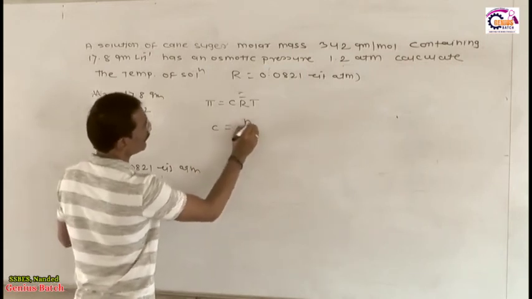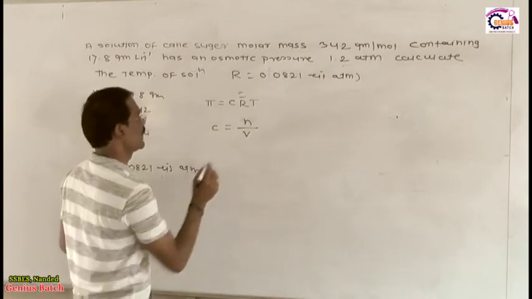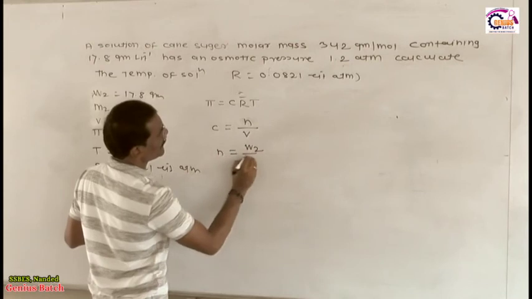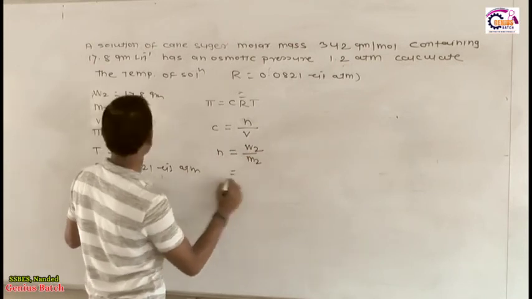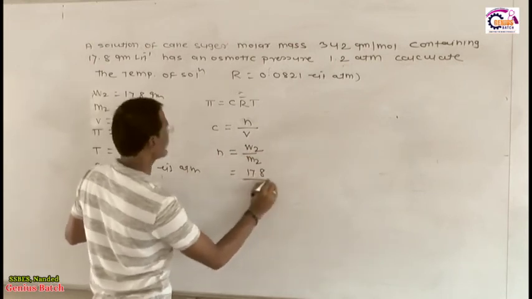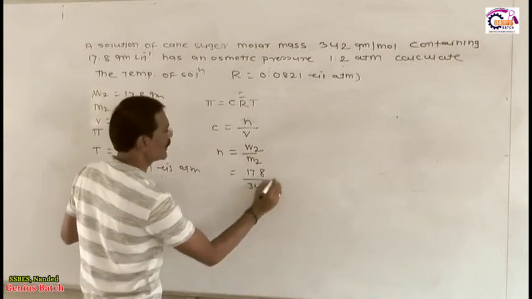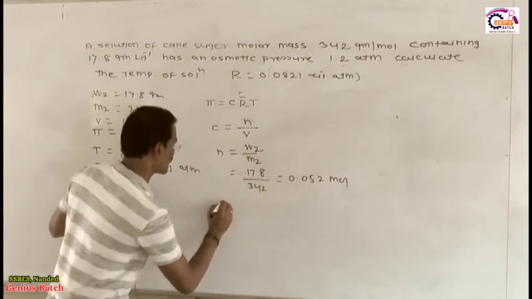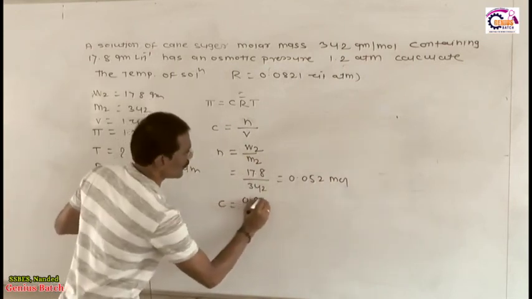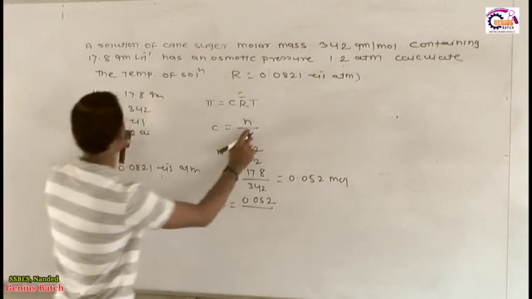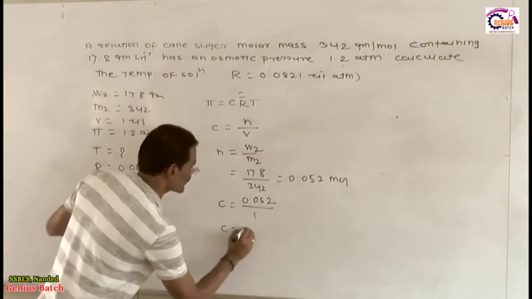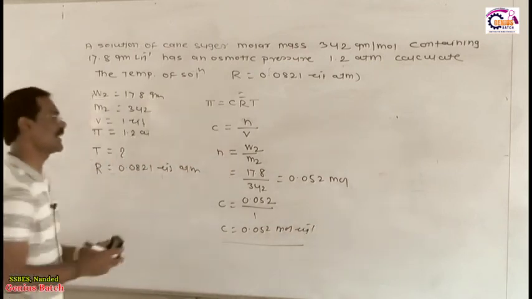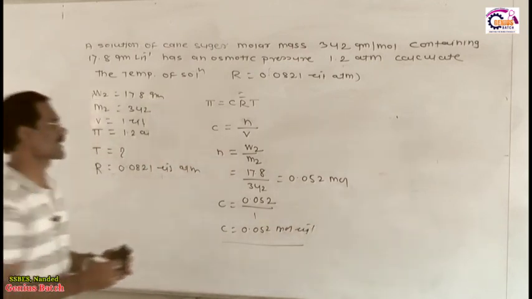Concentration is number of moles divided by volume of solution. Number of moles we calculate by using the formula: number of moles is equal to weight divided by molecular weight. Weight is 17.8 divided by molecular weight 342. The number of moles is 0.052 mole. Therefore C is equal to 0.052 divided by volume 1. Therefore C is equal to 0.052 mole per liter. Now everything is clear, because this is the concentration.